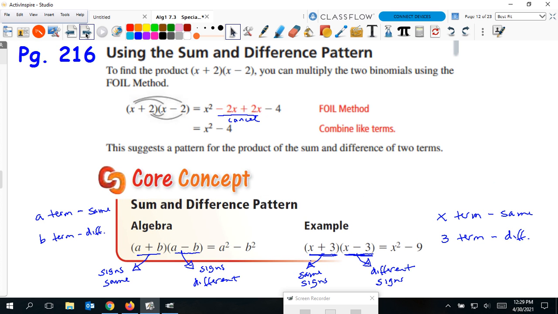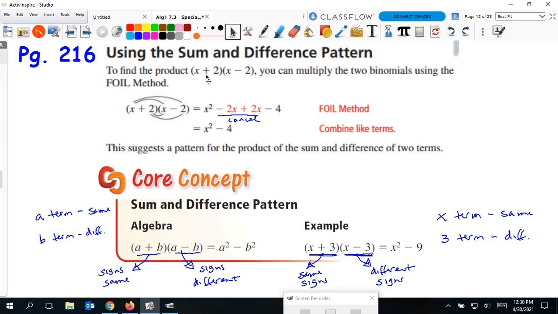So the next part is a different pattern. We're going to look at the sum and difference pattern. A sum and difference pattern shows you two binomials, and they're exactly the same binomial. Here's an example of one: x plus 2, x minus 2. It is almost exactly the same, except one's a plus and one's a minus.